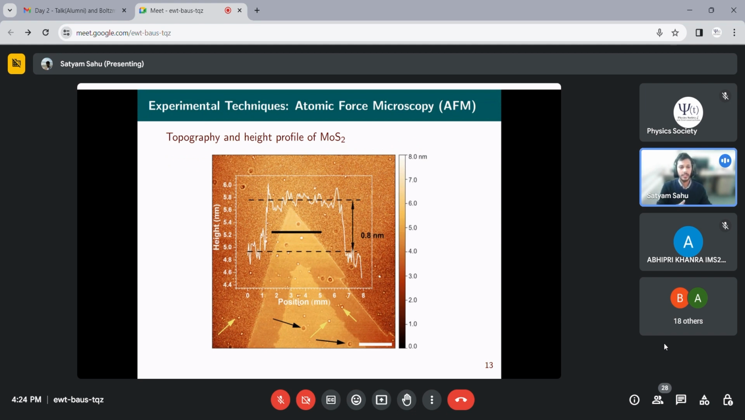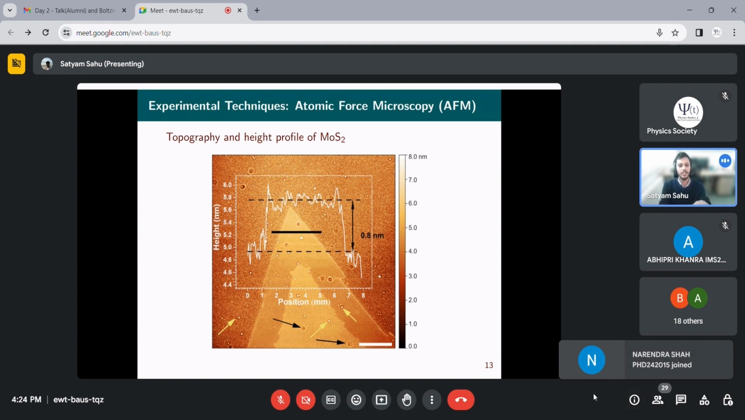Here again I show you an example AFM image of molybdenum sulfide. Here you see a nice topography image of monolayer MoS2, which was grown using the CVD technique that I'll be discussing soon. And the thickness of the MoS2 was roughly 0.8 nanometers. This thickness says that we are in the two-dimensional regime because it's less than 100 nanometers.